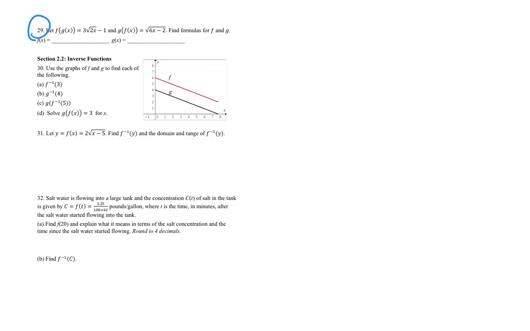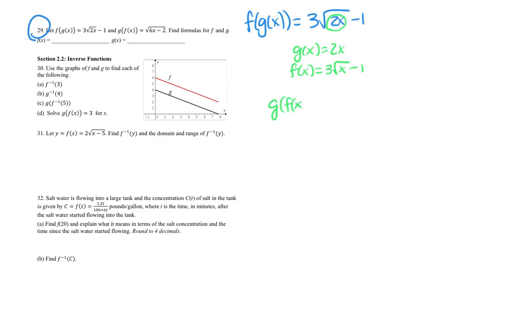So, let's say that f of g of x equals 3 square root of 2x minus 1. A possible inside function might be the 2x. So let's think about that. If we let g of x equal 2x, then that means f of x equals 3 square root of x minus 1. But then when I do g of f of x, I want to plug f inside of g. It would be 2 times 3 square root of x minus 1. So that's not equal to what I'm trying to get.